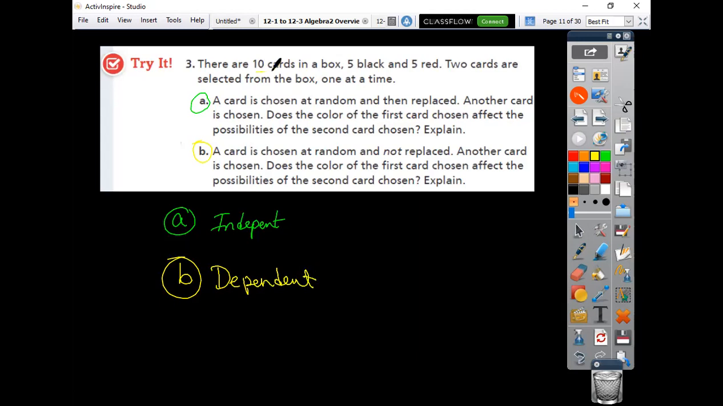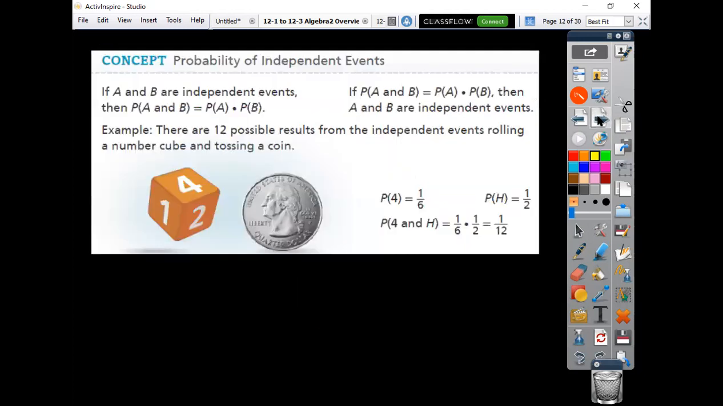Again, you had these 10 cards, 5 black, 5 red, and on the second one, you're not replacing the card after you pull it out. So if I pull out a black the first time, then the next time there's 1 less black. The second event depends on or changes based on what happens the first time. And so then the screen's just explaining again the probability of independent events.